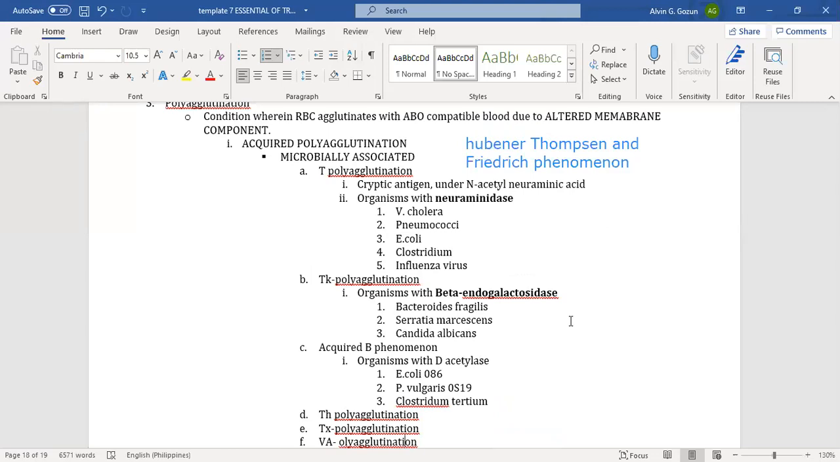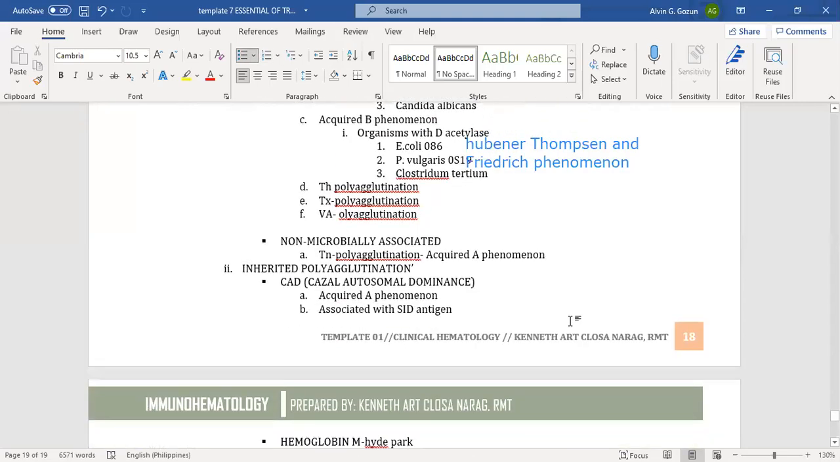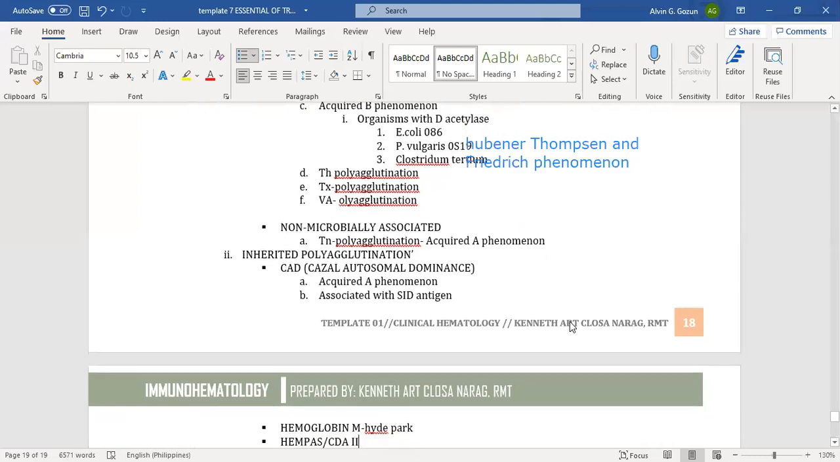TK polyagglutination, anong meron naman na enzyme sila, endo-beta-galactosidase, and these are Bacteroides fragilis, Serratia marcescens, and Candida albicans. And yung may acquired B phenomenon, alam niyo na yan, organism na merong deacetylase. These are E. coli O86, P. vulgaris OX19, and Clostridium tertium. And what are other polyagglutination, TH, TX, and Tn, non-microbially associated, or Tn polyagglutination, or what you call now your acquired A phenomenon.